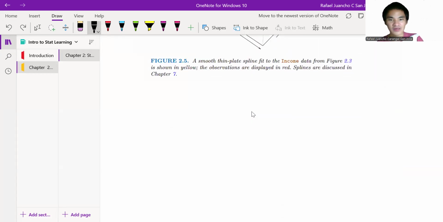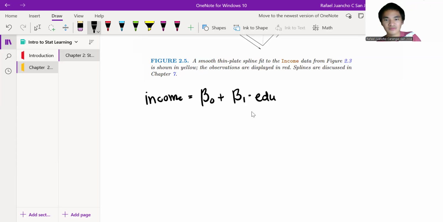And again, if we do the math, this is income as my response or output. And this is my fitted linear model: education, then I add it to my seniority.